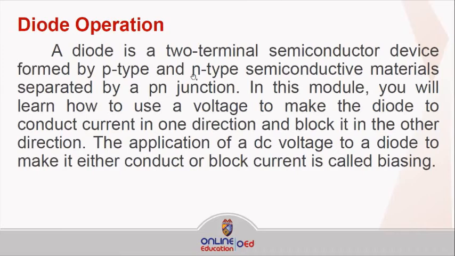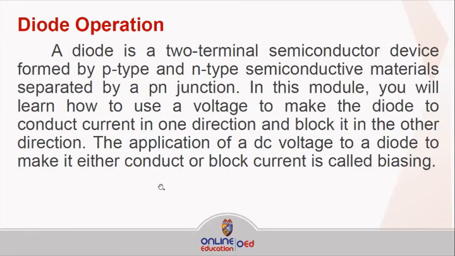In this module, you will learn how to use a voltage to make the diode conduct current in one direction and block it in the other direction. Okay, this is the application of the diode. Usually, voltage is used to make the diode conduct current in one direction. That is the application of the diode, to conduct current in one direction. Then it can also block it in the other direction.